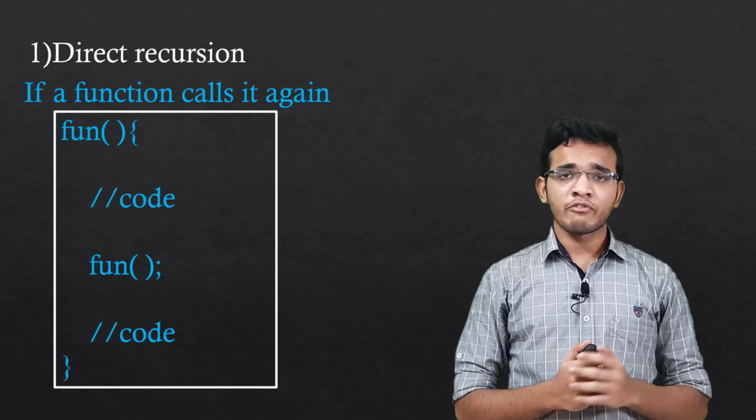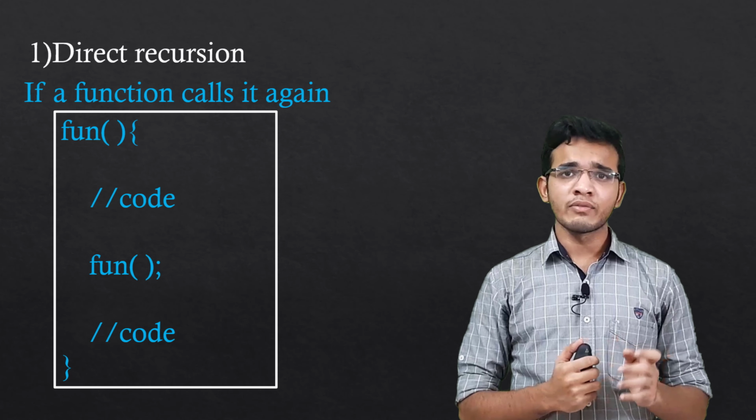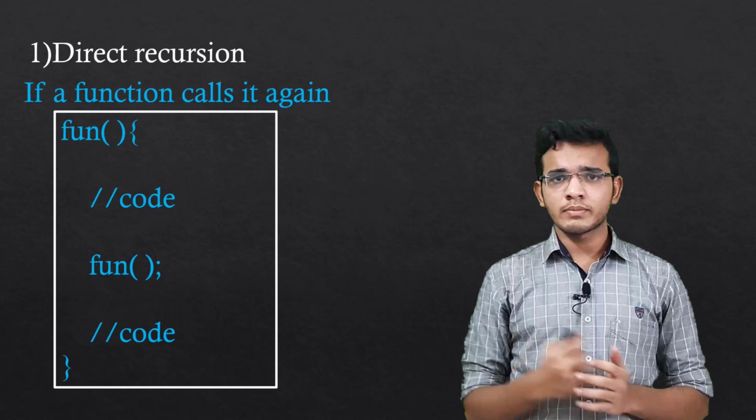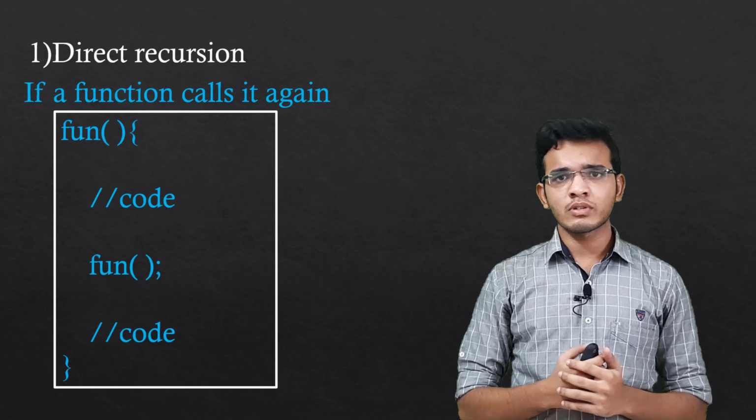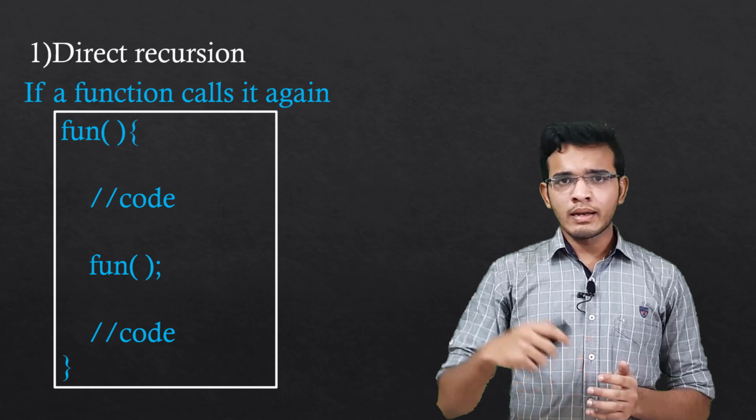Here we could see the structure of direct recursion. A function fun is defined. Inside it we call the same function fun here. So it is nowhere different from the past programs that we have discussed. Let's go into something different, that is indirect recursion.